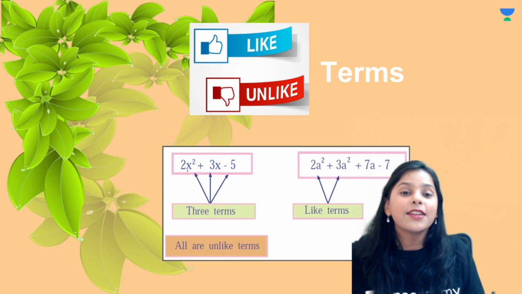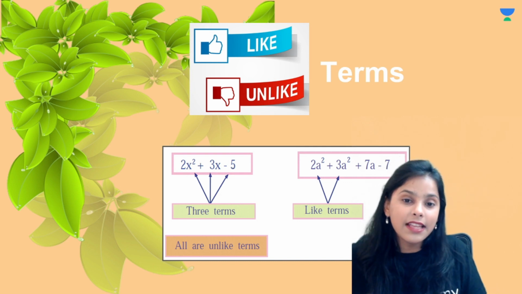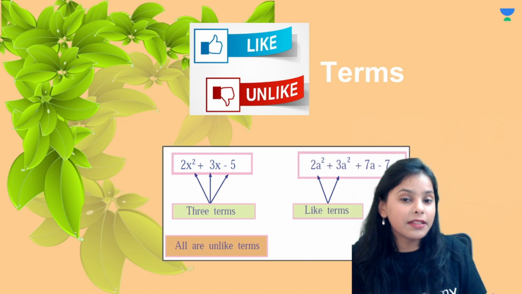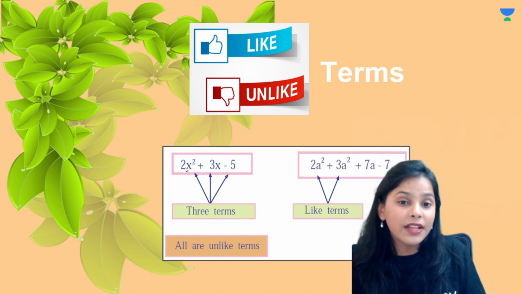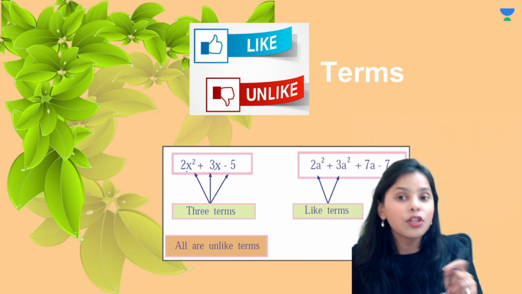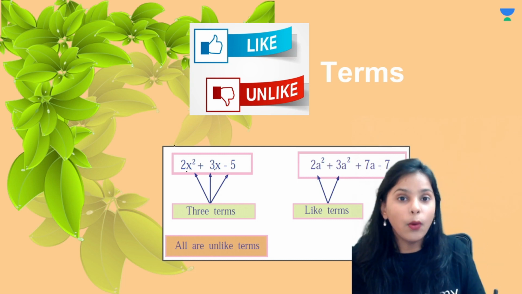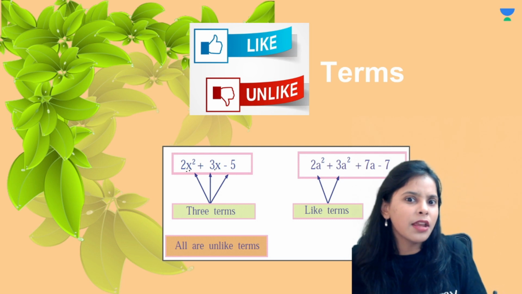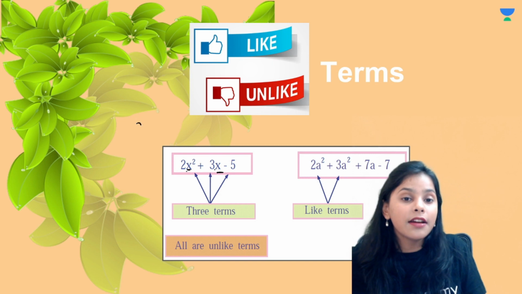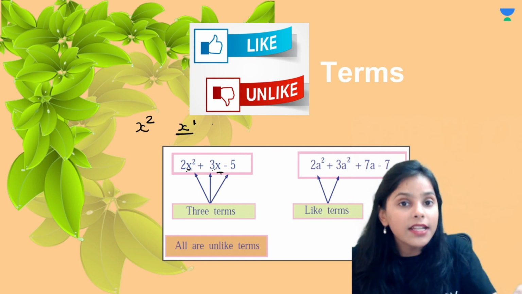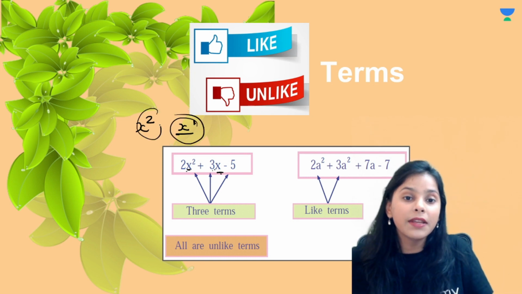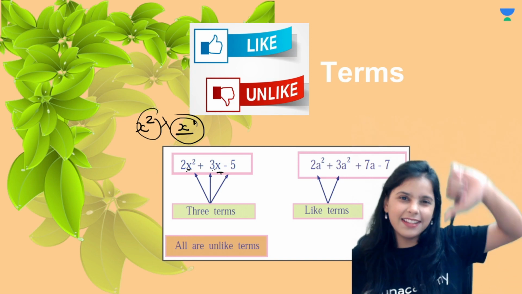Always remember that. So here we have this expression 2x square plus 3x minus 5. Can we say that 2x square and 3x are like terms? No, not at all. Why? You would be saying, ma'am, here we have x, here we also have x. But no guys, here we have x square, and with 3 here we have x only. So the degree, the power, is different, so they are not considered like terms, they are unlike terms.